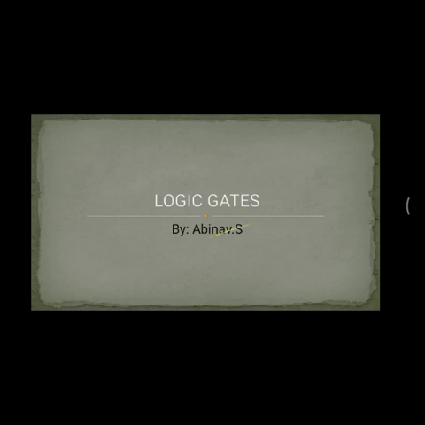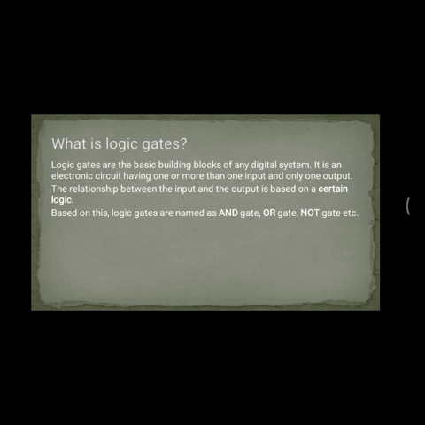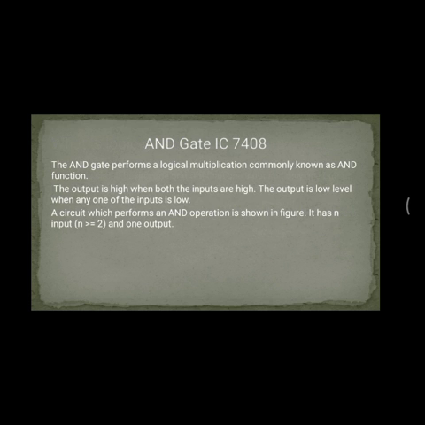Hi, today we are going to see about logic gates. What is a logic gate? Logic gates are the basic building blocks of any digital system. It is an electronic circuit having one or more than one input and only one output. The relationship between the input and the output is based on a certain logic. Based on this logic, gates are named as AND or NOT.